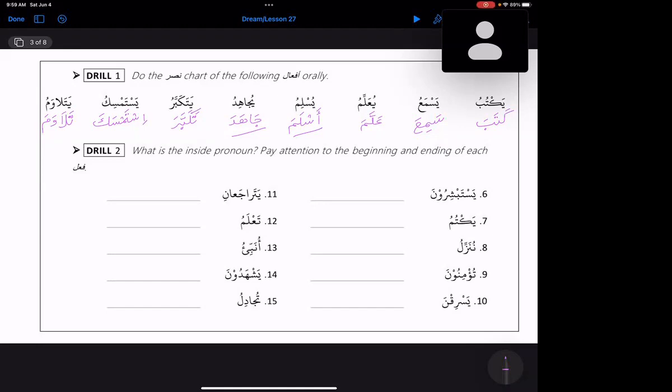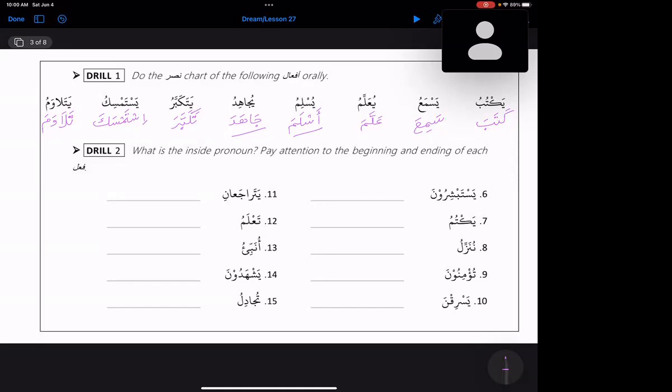Okay, so now we are on yujahidu. Who is ready? Huwa yujahidu. Huma yujahidani. Hum yujahiduna. Hiya tujahidu. Huma tujahidani. Hunna yujahidna. Very good. Anta tujahidu. Antuma tujahidani. Antum tujahiduna. Anti tujahidina, antuma tujahidani, antunna tujahidna. Ana ujahidu, nahnu nujahidu. Good, mashallah. Mumtaz.